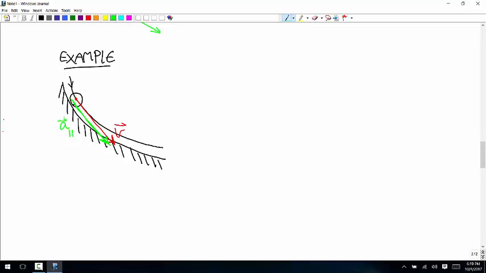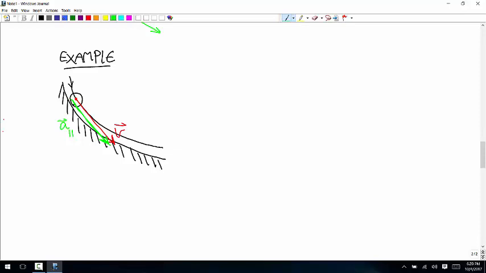Would it always be a 90-degree angle? It's 90 degrees. Yes. So one of these is parallel to the velocity, and one's perpendicular to the velocity, always. So they're always perpendicular to each other.